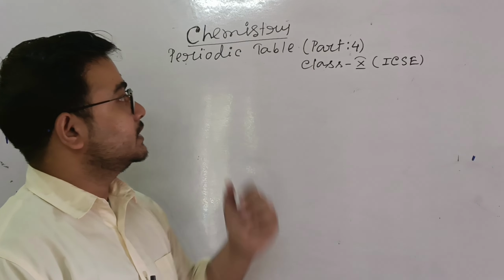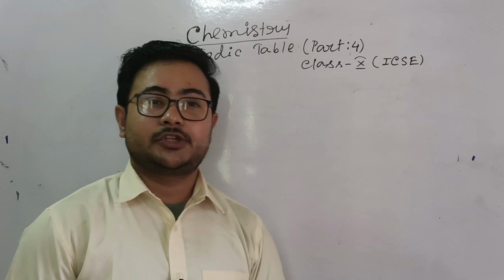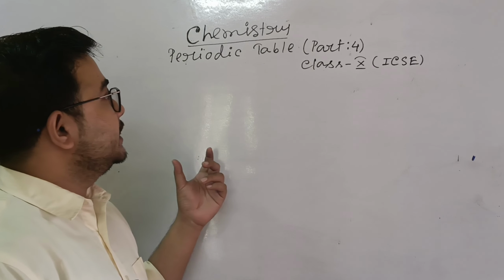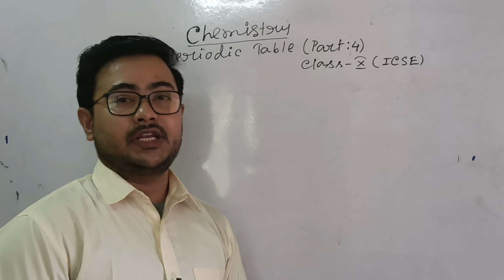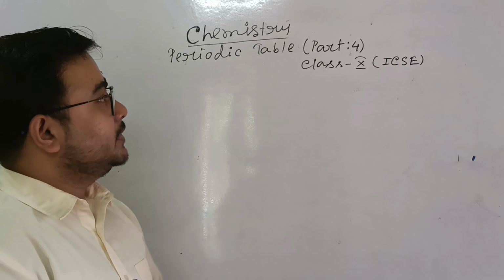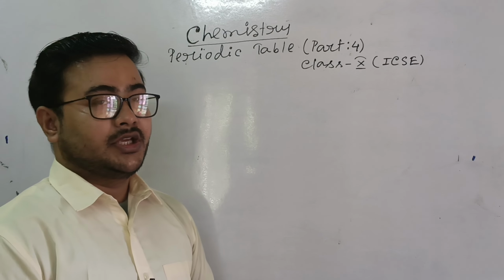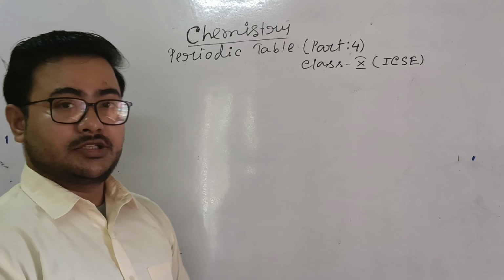Today I am going to discuss part 4 of the first chapter of ICSE chemistry: periodic table, periodic properties and the variation of the properties. In the previous part 1, part 2 and part 3, we already discussed so many concepts.